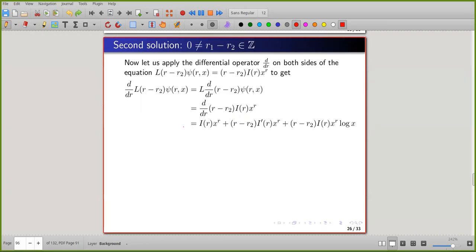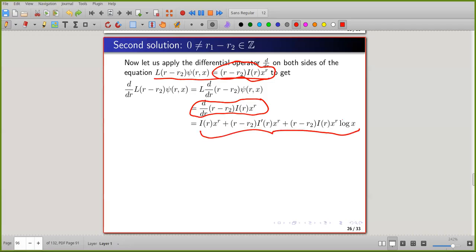Now we will apply the differential operator d by dr on both sides of this equation. In the previous slide, we got this equation, and now we do the same thing. We apply the differential operator d by dr. Here we exchange L and d by dr, which is something we can do. So this is just d by dr acting on this side, and that is equal to this thing. Great.